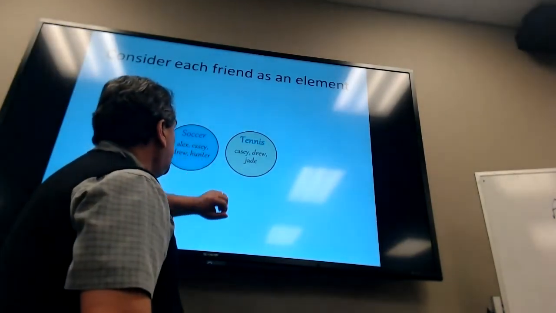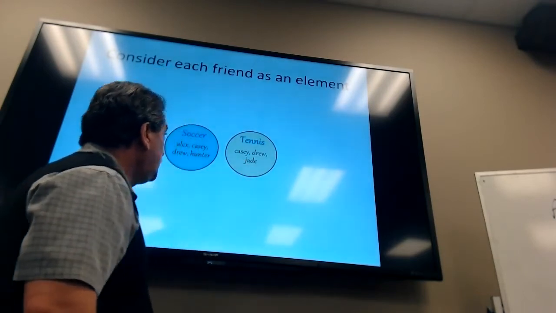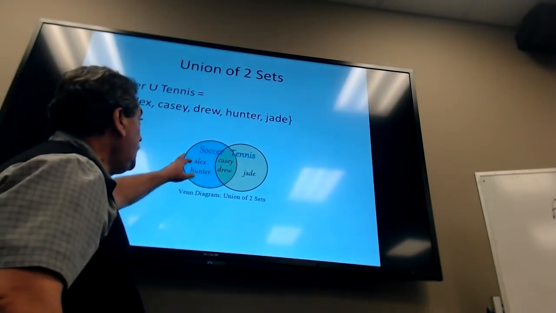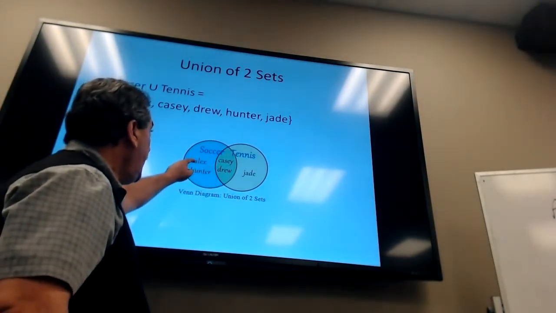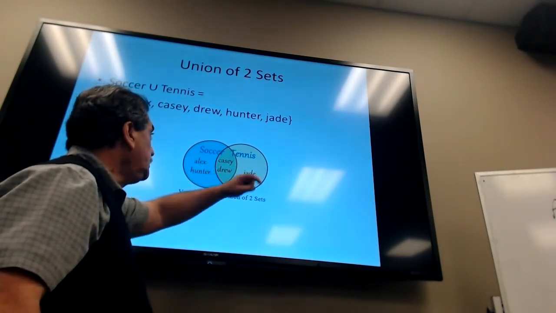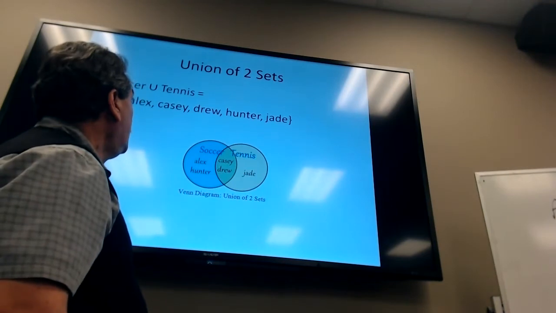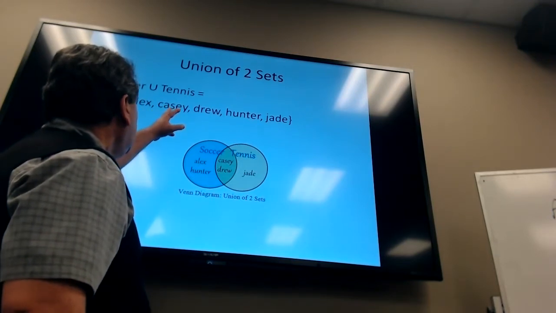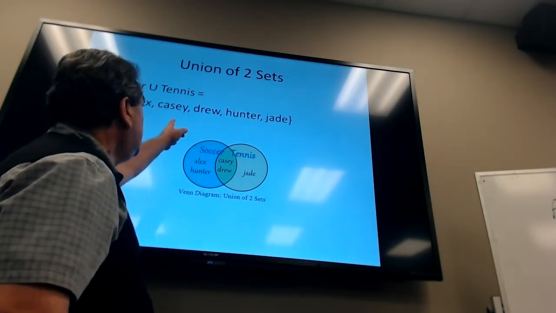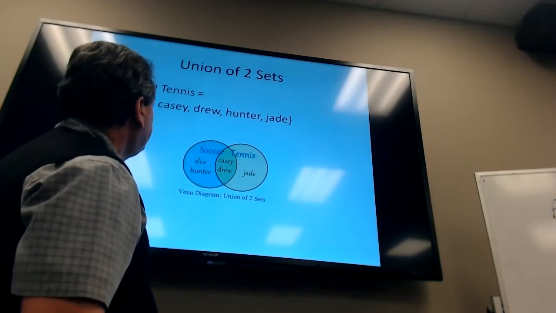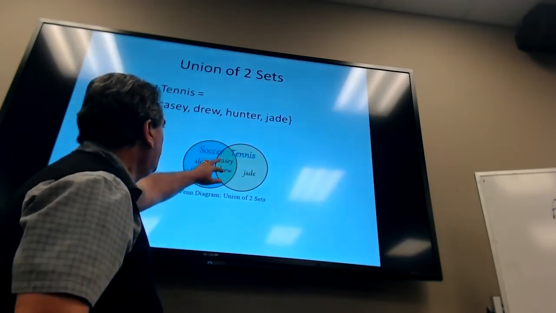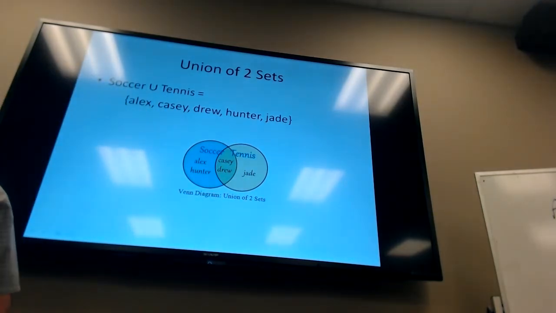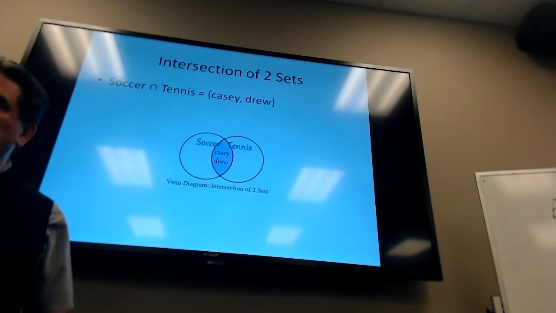These four people play soccer. These three people play tennis. The union of these two would be all of them: Alex, Hunter, Casey, Drew, and Jake, all six of them. So you write it: the soccer set, and the union of soccer and tennis is all these guys. This is called a Venn diagram, the union of two sets.